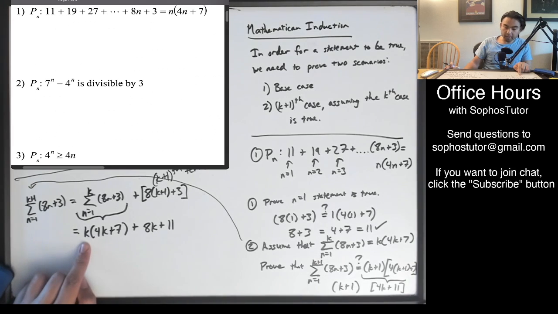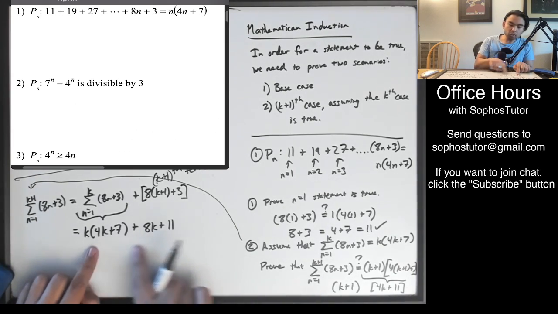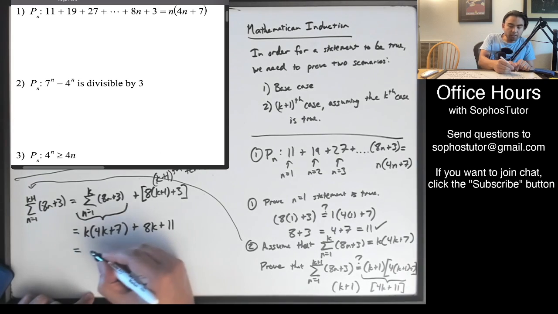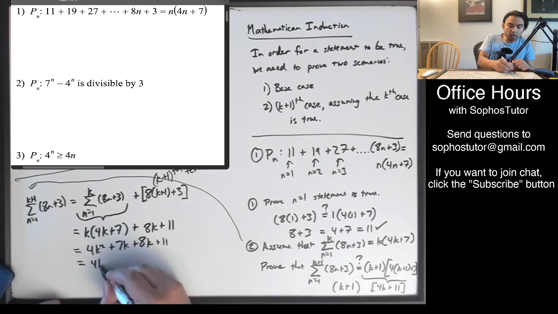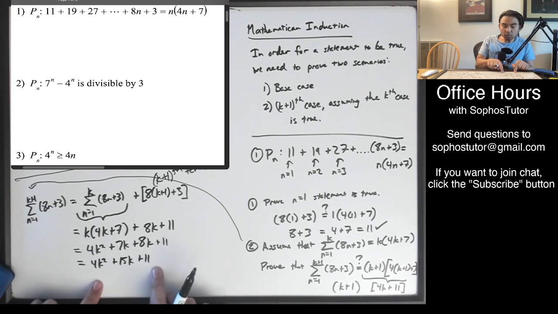Well, I have our k, I have our 4k plus 7. Let's see if we can combine everything here. This will equal 4k squared plus 7k plus 8k plus 11. This will equal 4k squared plus 15k plus 11. I'm wondering if we can factor this.